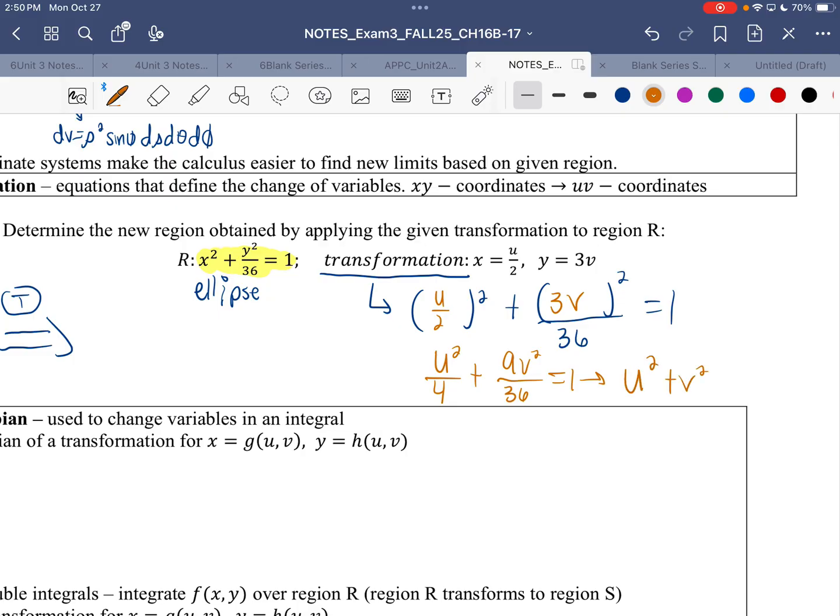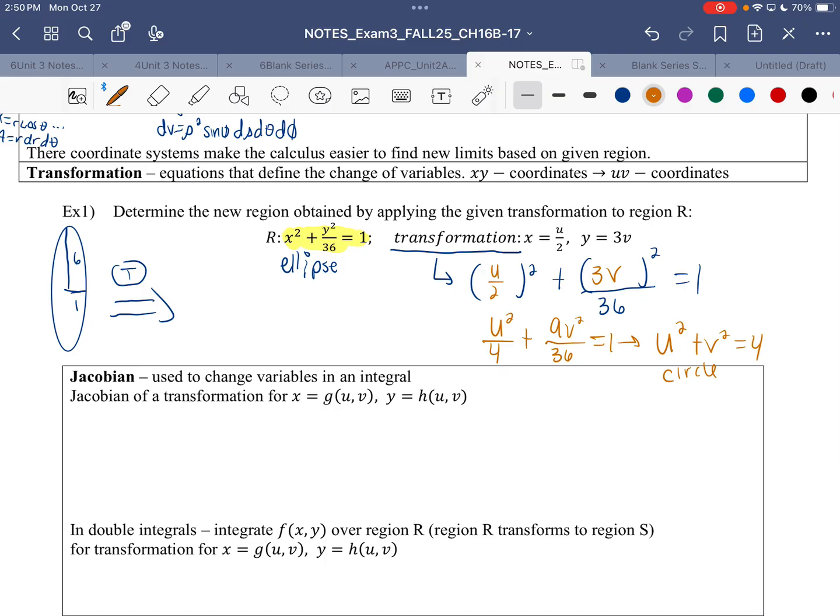And what shape did it actually become? A circle. It's a lot easier to deal with a circle whose radius is 2, because now we can just apply polar rules. You're like 0 to 2 pi, r is between 0 and 2, etc.